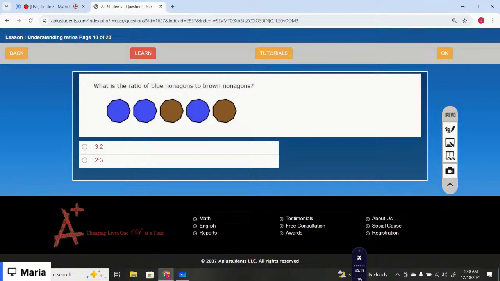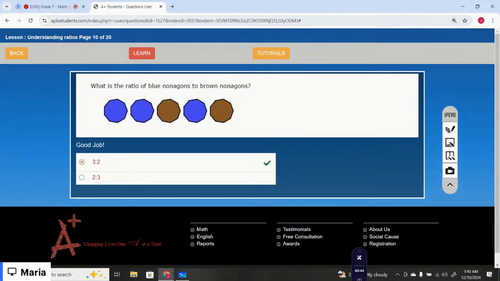What is the ratio of the blue nonagons to brown nonagons? So, which is the correct option? That is 3 to 2. Option number 1 is the correct option, right? 3 blue nonagons and 2 brown. So, that is 3 to 2.